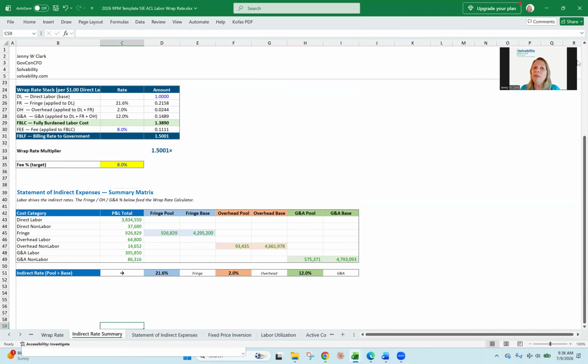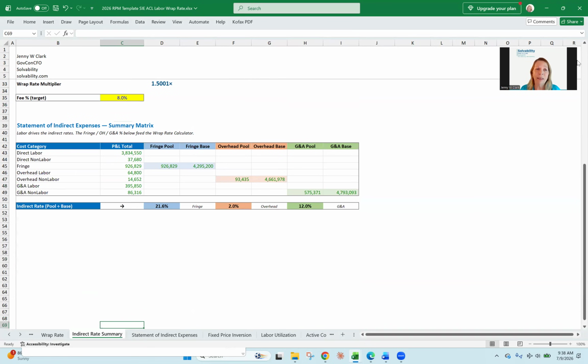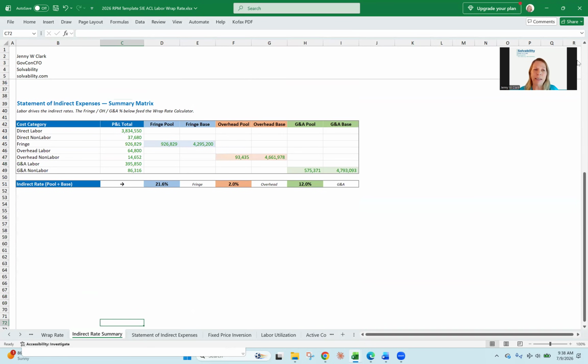I'm going to go a little bit more complex here. I mentioned that the statement of indirect expenses comes off of your income statement or your profit and loss. For those calculations to be possible, though, your accounting system has to be structured in such a way so it has separate general ledger accounts that make up direct labor. Direct non-labor might be ODCs and travel. Your fringe, payroll taxes, leave, and group benefits. Overhead might have labor and non-labor portions. G&A labor, and G&A non-labor.